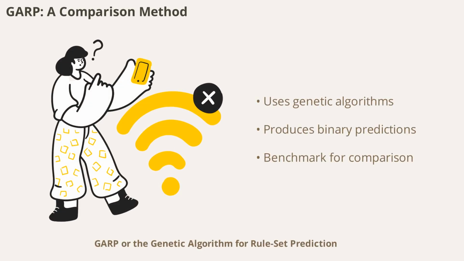GARP, or the genetic algorithm for rule set prediction, is another widely used method for modeling species distributions with presence-only data. It uses genetic algorithms to evolve sets of rules that predict suitable and unsuitable conditions. GARP produces binary predictions, and its results can vary depending on the random selection of models. In comparative studies, GARP serves as a benchmark to evaluate the performance of newer methods like MaxEnt.